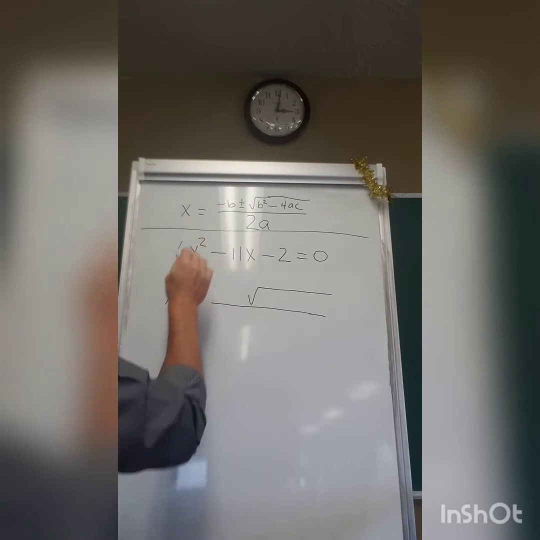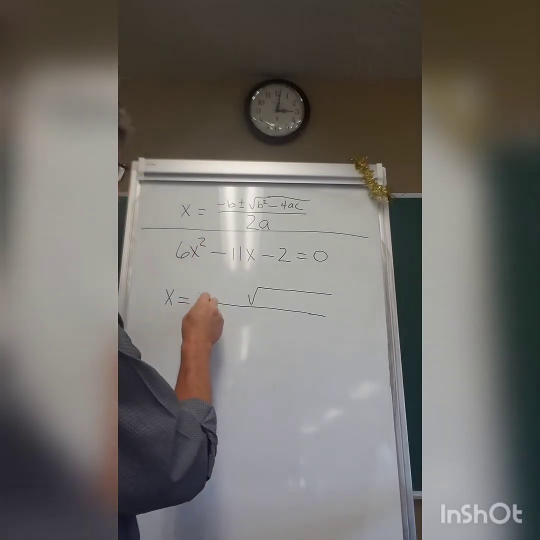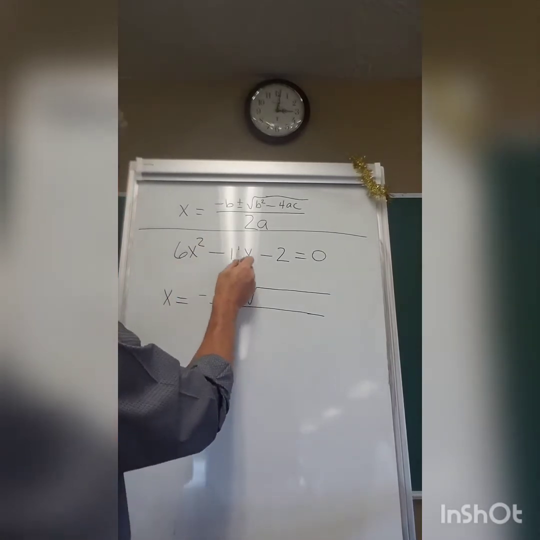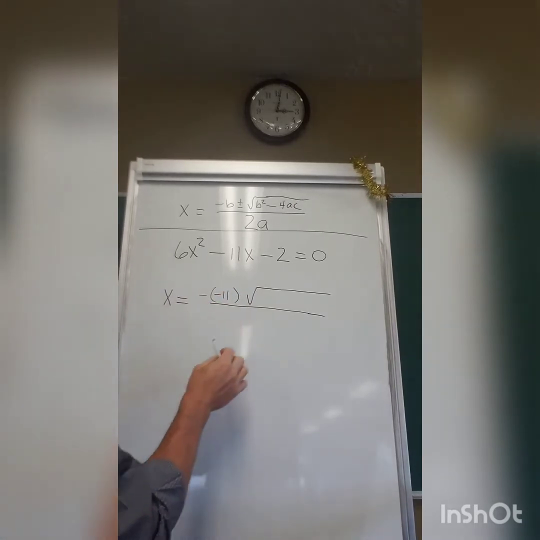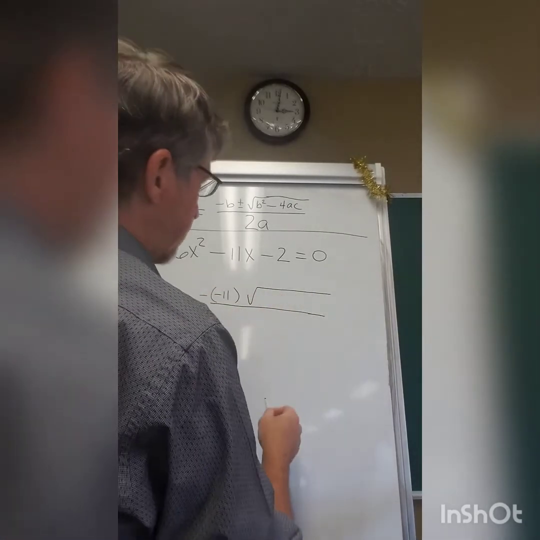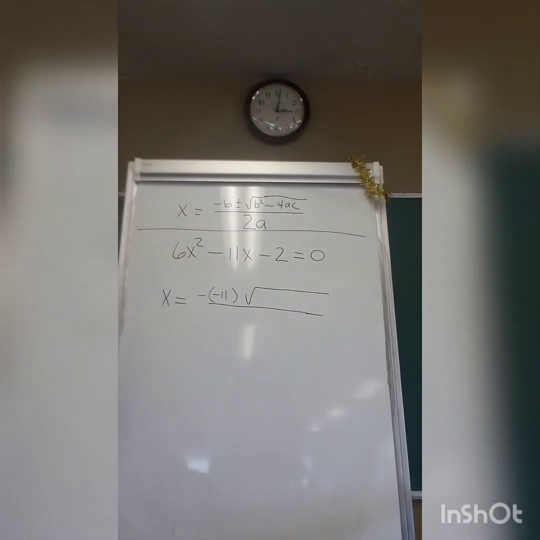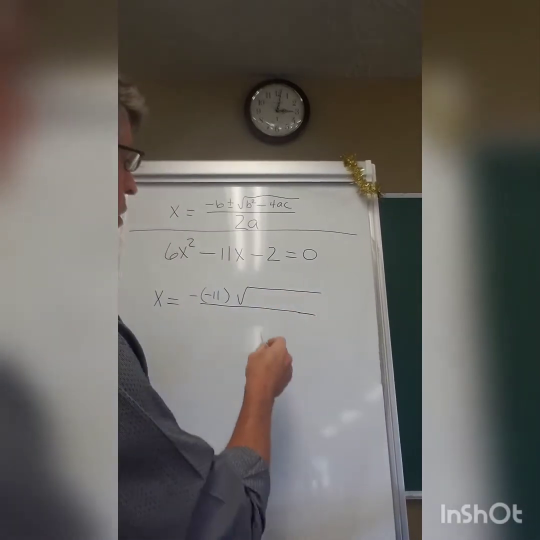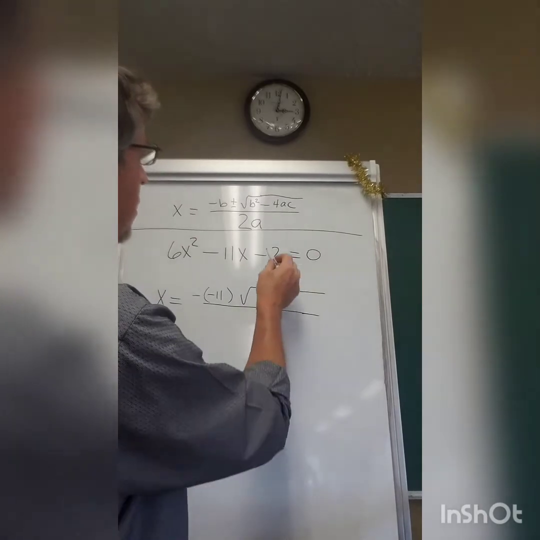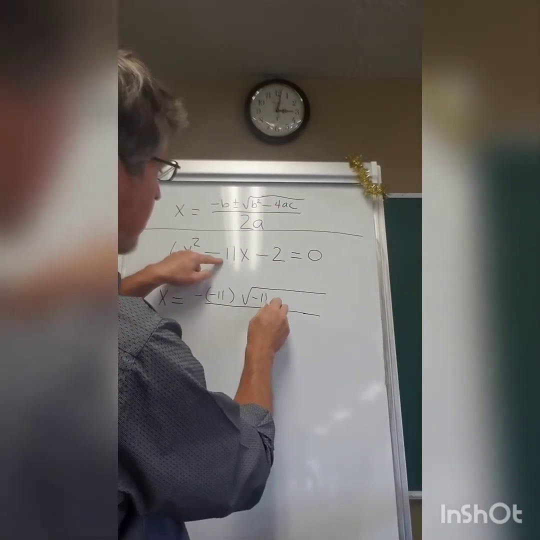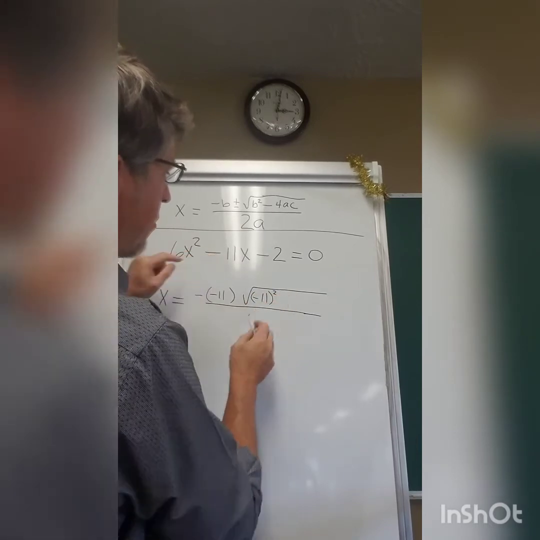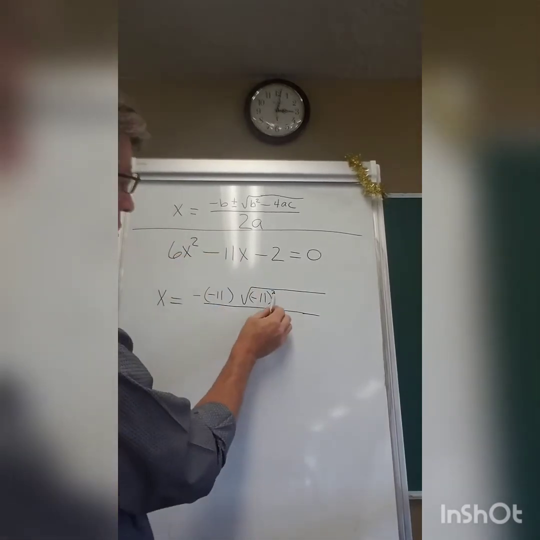So x equals, so let's draw this, and up here let's go that way. So it says negative b, okay? So it's going to be negative b. Well, the b term is negative already, so I'm going to put that in parentheses, negative 11. And in the square root here, we have b squared again. So in other words, it's negative 11 in parentheses squared, because b squared.